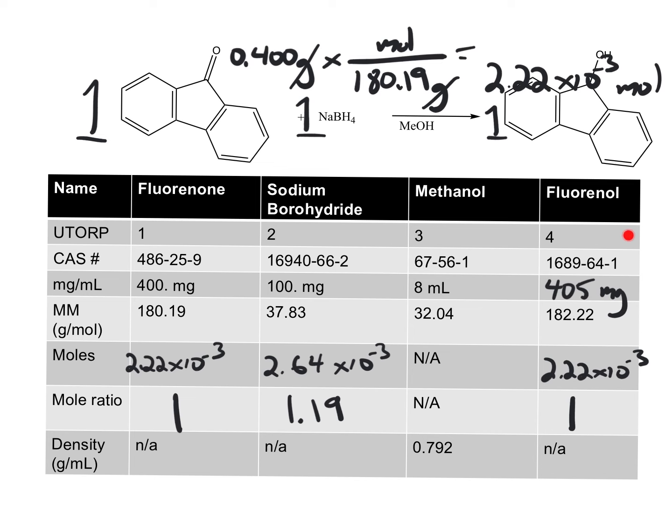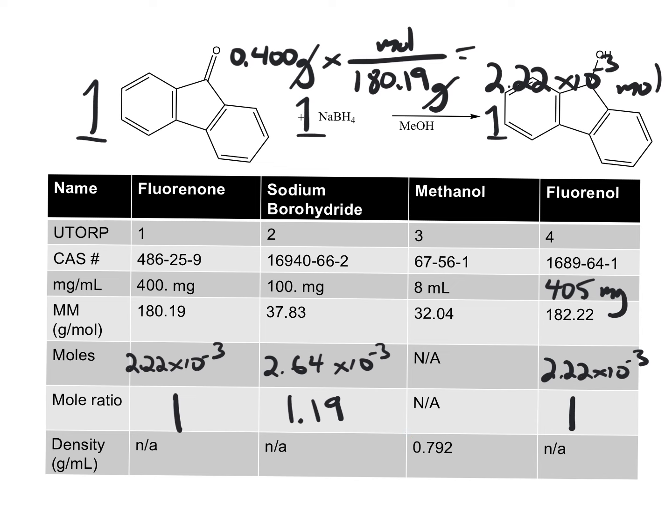The UTORP, just look it up. CAS number, just look it up. The amounts of the reagents, we would just look up from the procedure. The products we have to calculate. Molar masses, look them all up. Densities, look them all up, but again, we only care if they're liquids.